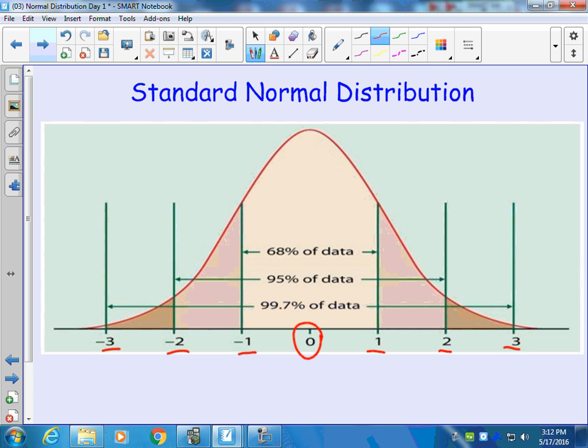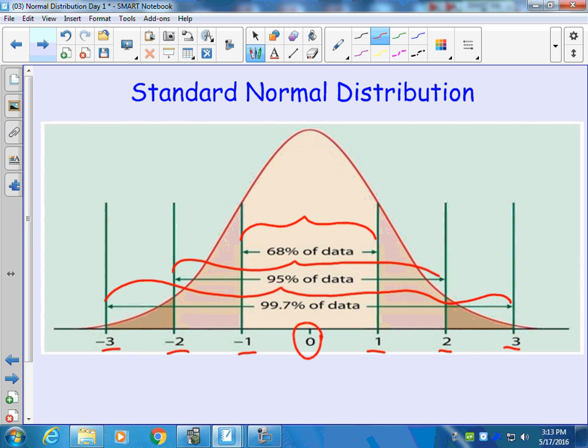And then we have what we call the empirical rule, which tells us 68% of all data is within one standard deviation of average. 95% of all data is within 2 standard deviations of average, and 99.7%, almost all of your data values, are within plus or minus 3 standard deviations of average.